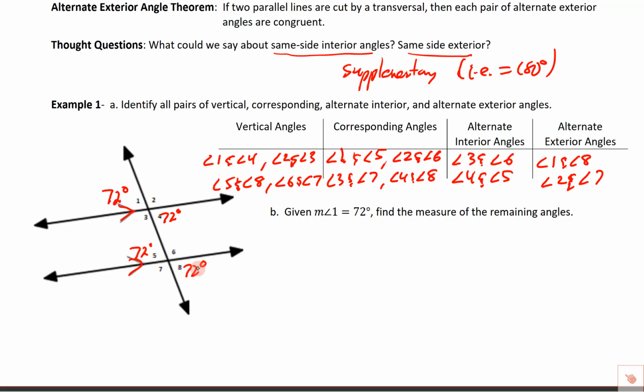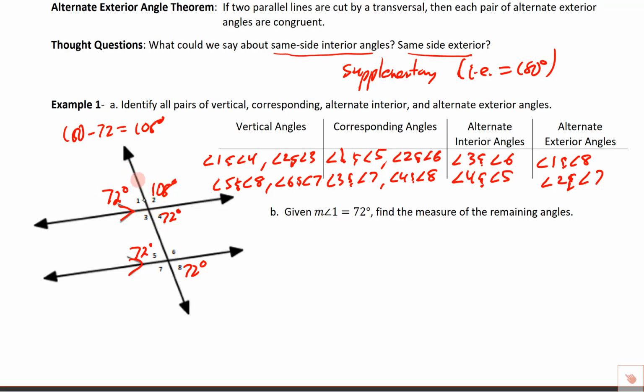Now, in order to figure out the other ones, we've got to remember that if we've got a straight line, one side of a straight line equals 180 degrees. So if this whole thing equals 180 degrees from here to here, I'm going to do 180, and I'm going to subtract 72, and I get 108. Okay, so that angle right there, angle 2 equals 108.